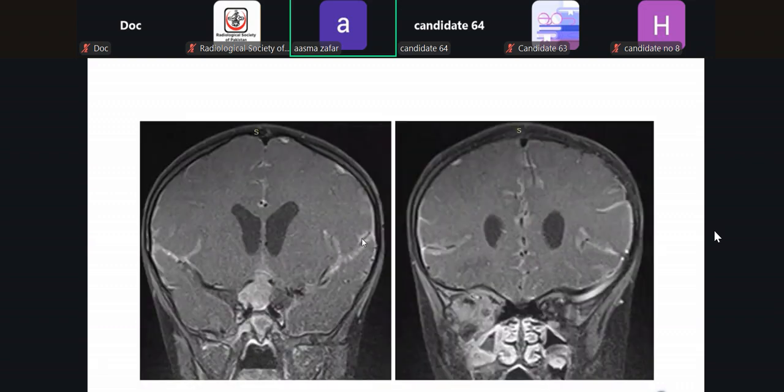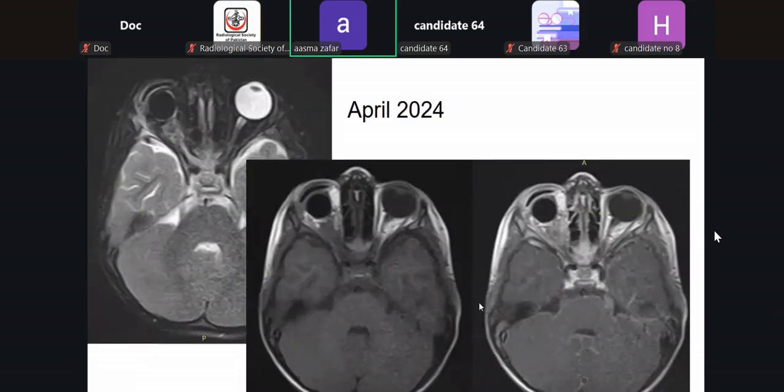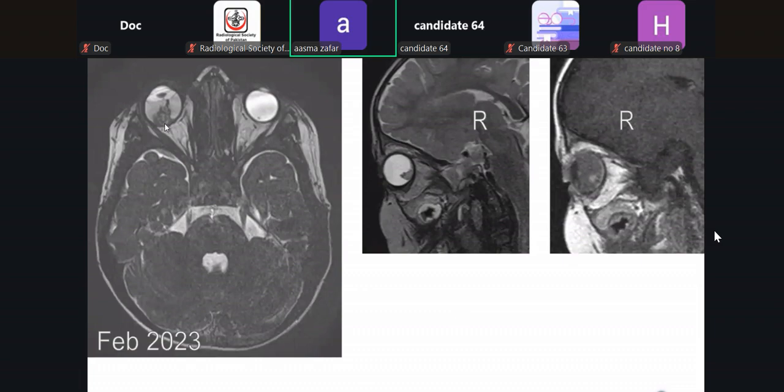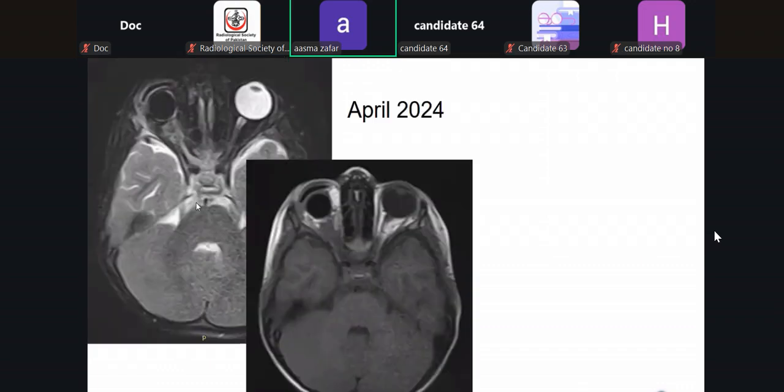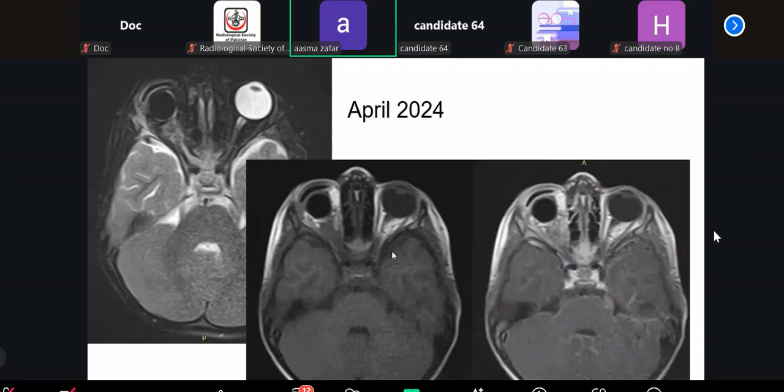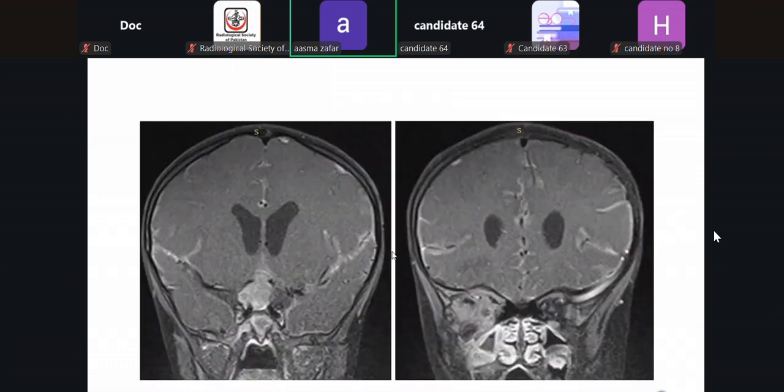So sagittals, we see enhancement along the subarachnoid space as well as in the region of optic chiasm. This was the residual optic nerve, and rest of the orbital fat also showed enhancement. So this was primarily a retinoblastoma, proven histopathologically, which was resected, and in a year, after removal of the globe, he presented with recurrence, and this time he had subarachnoid seeding as well.